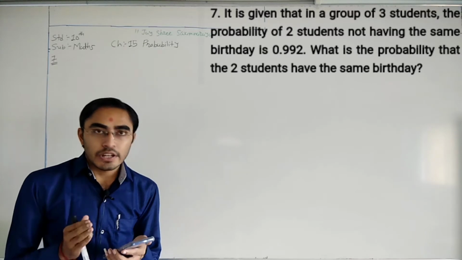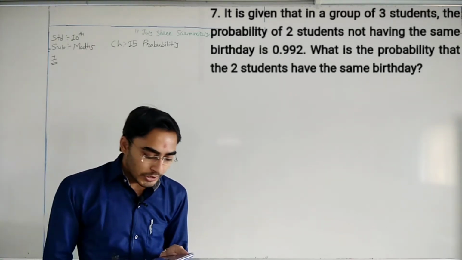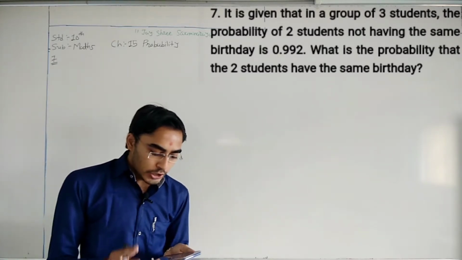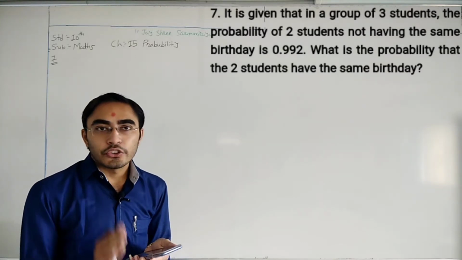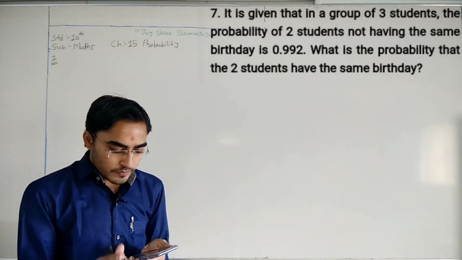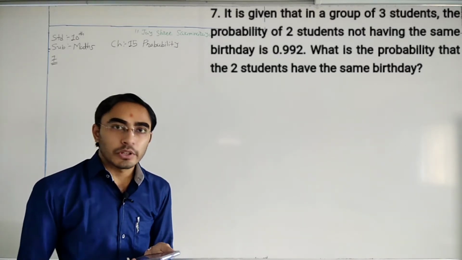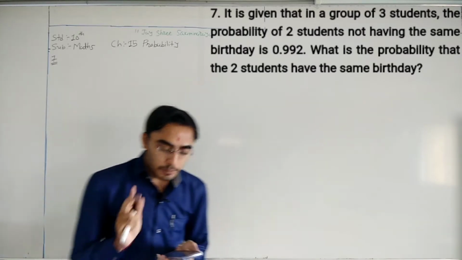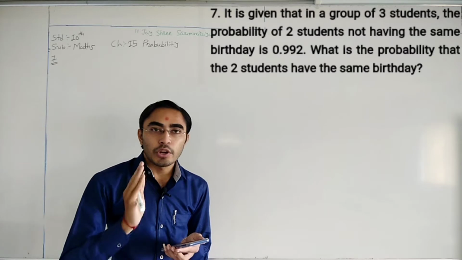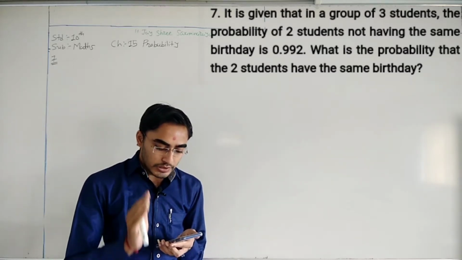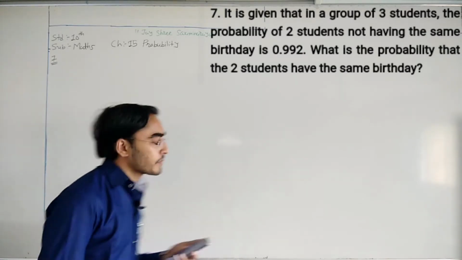It is given that in a group of 3 students, the probability of 2 students not having the same birthday is 0.992. What is the probability that the 2 students have the same birthday? Okay, the probability of 2 students not having the same birthday is 0.992. What is the probability that the 2 students have the same birthday?